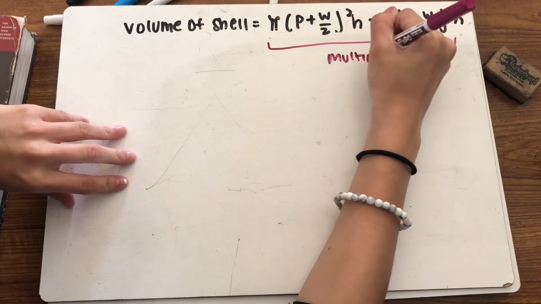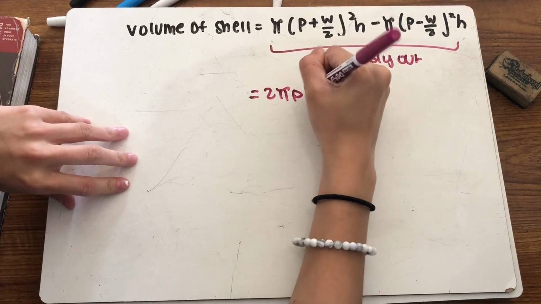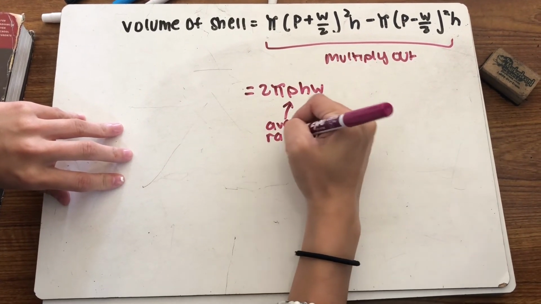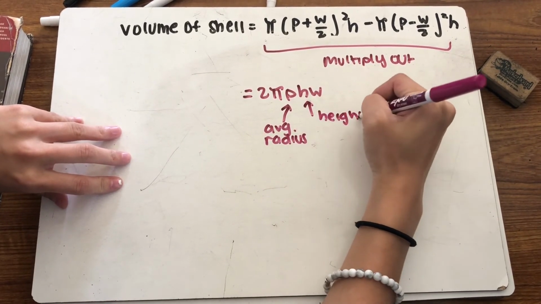Now that we know the equation of the volume of one shell, let's simplify it. After we multiply everything out, we're going to get 2 pi times P times H times W. The W over 2 will be canceled. And P stands for average radius, H stands for height, and W stands for thickness.